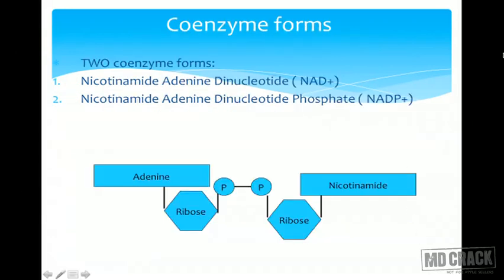The two coenzyme forms of niacin are nicotinamide adenine dinucleotide and nicotinamide adenine dinucleotide phosphate, NAD plus and NADP plus. So what is the difference here? If the adenosine has one more phosphate group, then we call it NADP. Otherwise, it is NAD. So look at the structure: adenine, adenosine, dinucleotide, and nicotinamide. This is the structure of NAD plus and NADP plus.